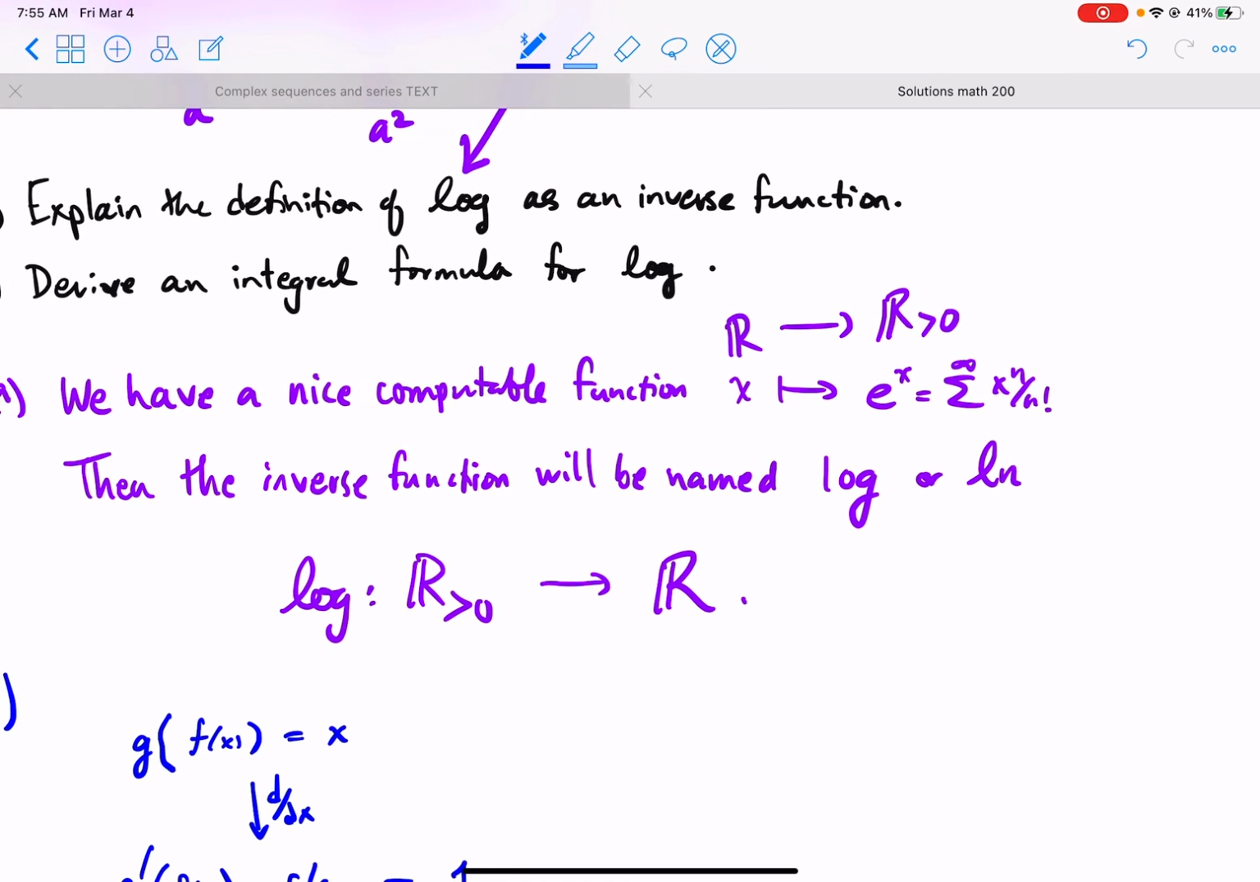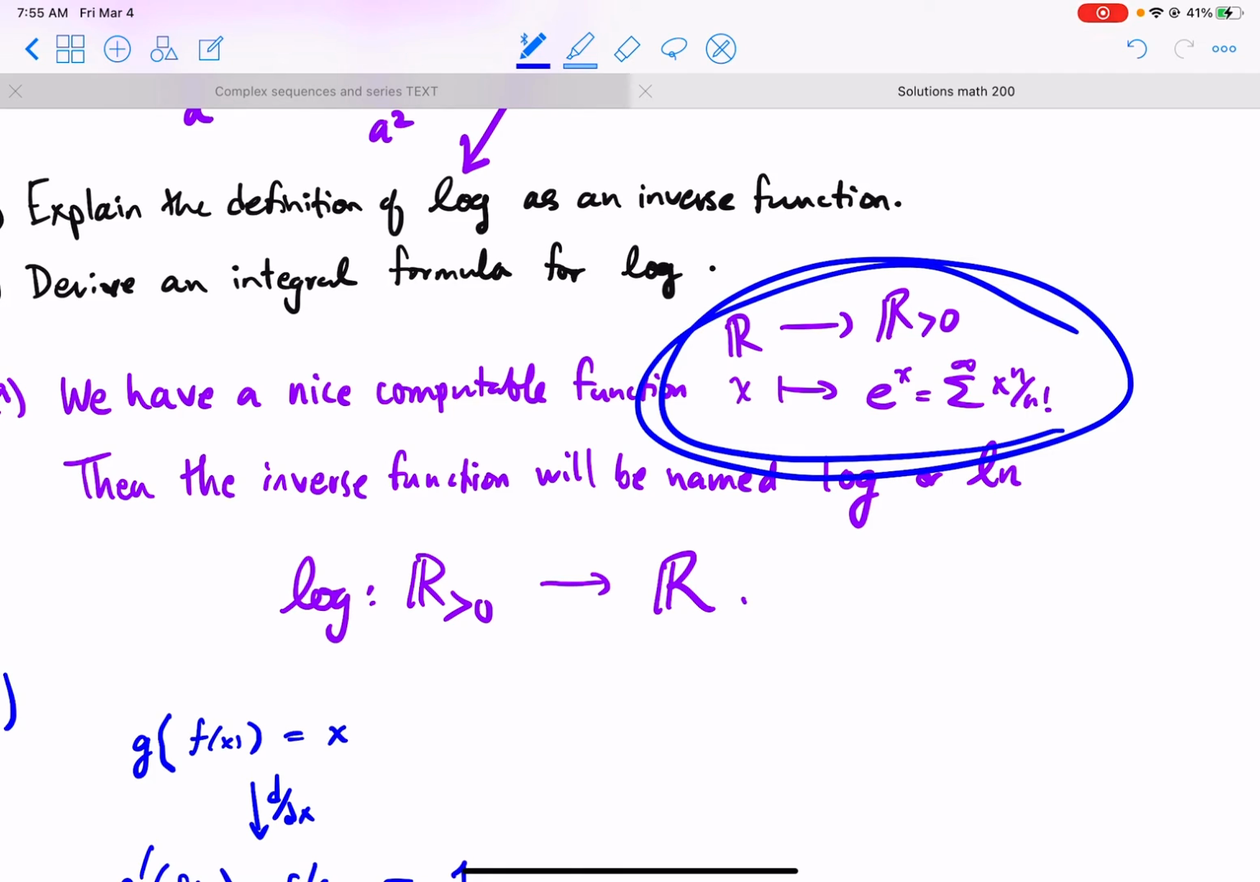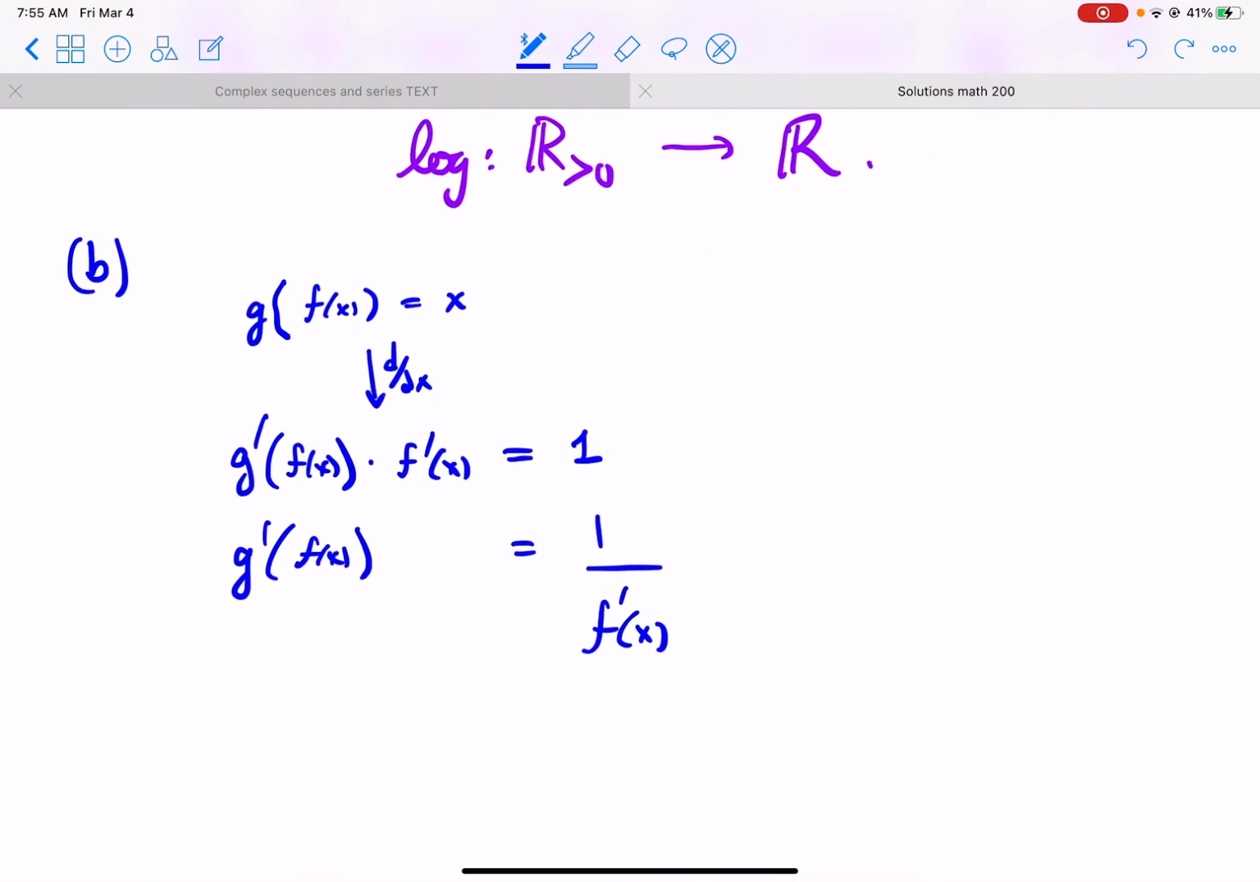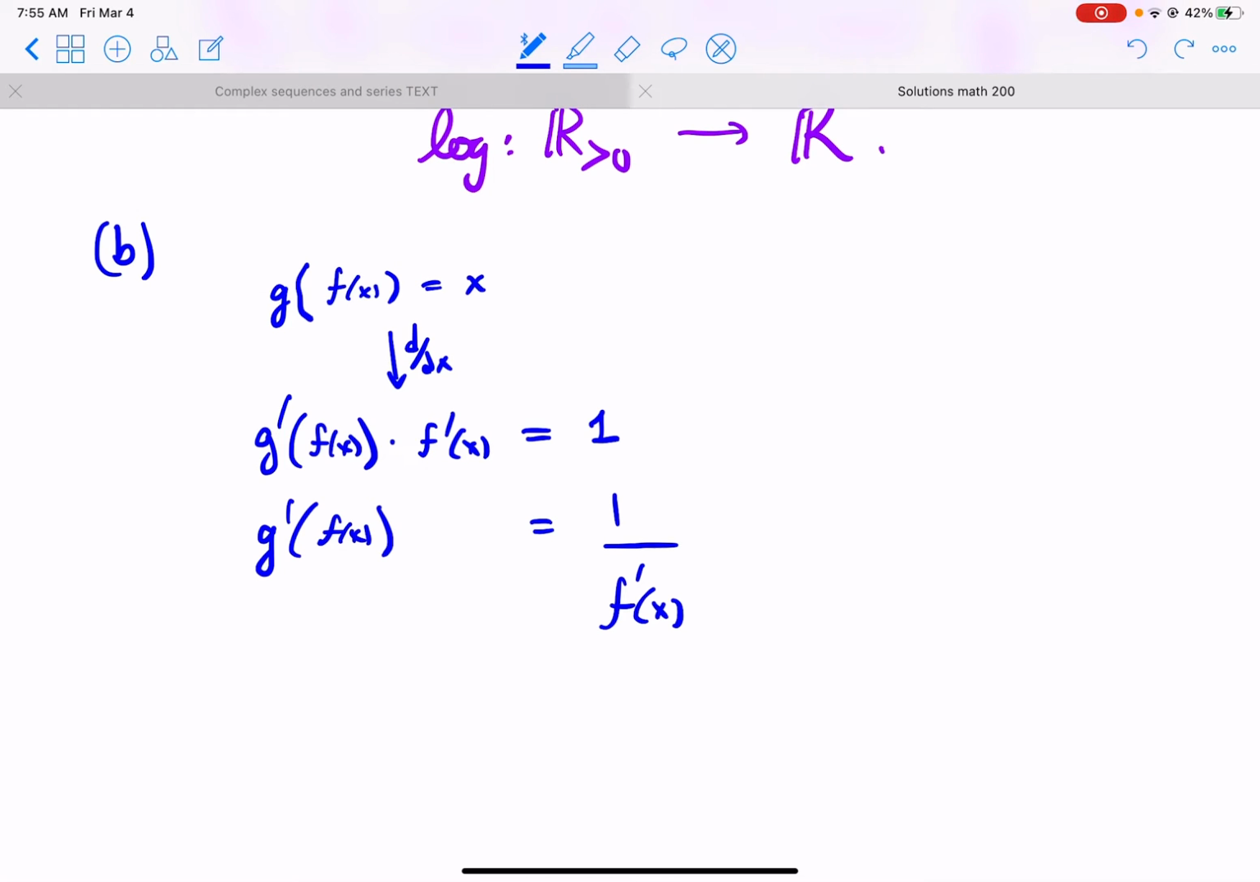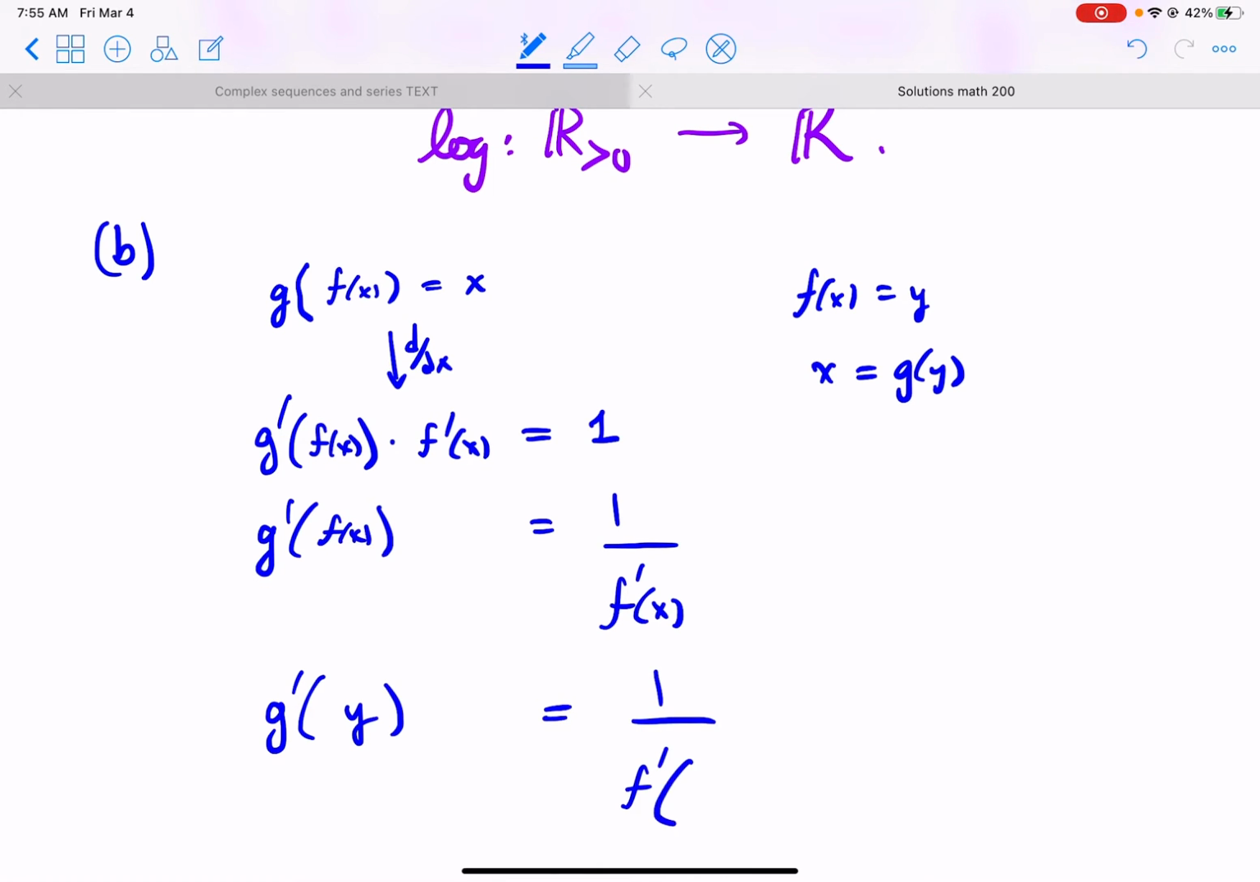By the way, here's our f. Do we know the derivative? Yeah, it's the easiest one ever. It was defined to satisfy the easiest differential equation. Okay. And now what's f of x? Well, f of x we're calling y, and then g of y we're calling x. So g prime of y, f prime evaluated at, well, x, but x is g of y.